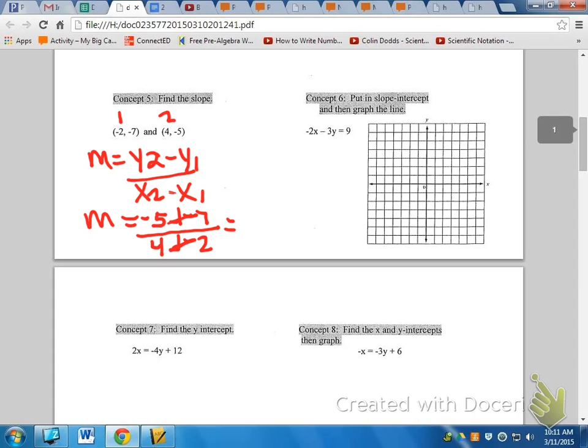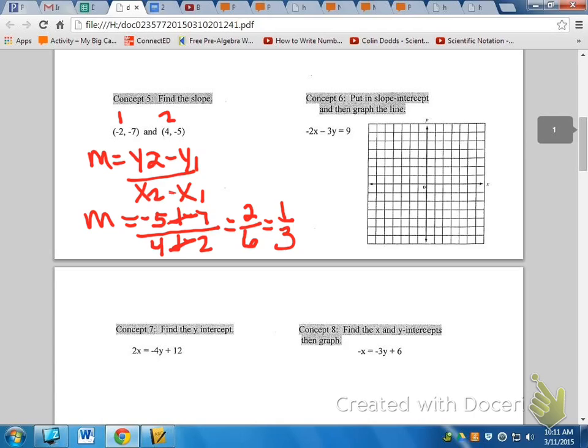So on the top I have 5 negatives and 7 positives, so it's 2 on the top, the bottom is 6, and that would be reduced to 1/3. The slope between those 2 points then is 1/3.